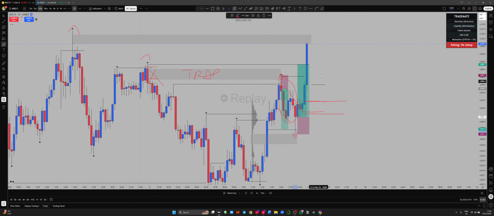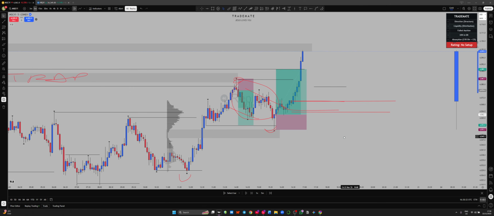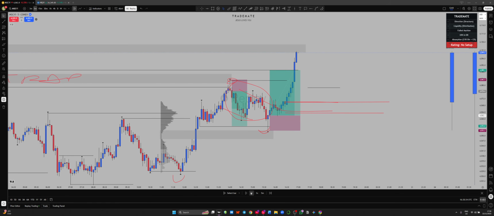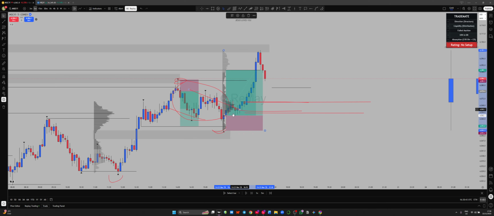But the reason I took the last setup I posted yesterday evening, which was a quick 2-hour setup, was because if you play price forward, you see we started building liquidity. If I bring up the profile, you see the majority of your volume is here, but this area we've already swept, so we don't focus on that.